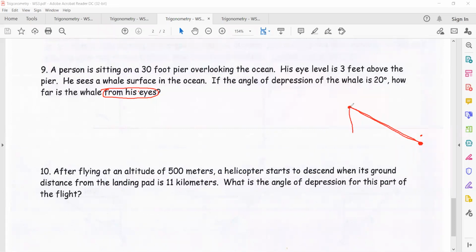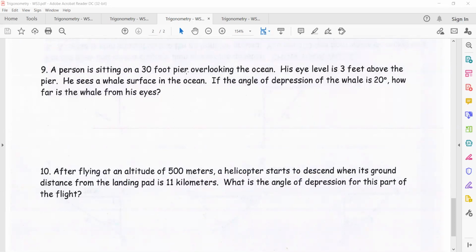Then while I finished the drawing, I saw that this is the hypotenuse. Before drawing everything, I didn't think about hypotenuse or opposite or anything. Just finish the drawing. And we had a confusion about the question when it said 30 feet pier overlooking the ocean. We got confused about which measurement to take as base or height. But if you know what the structure is, then you can easily know.